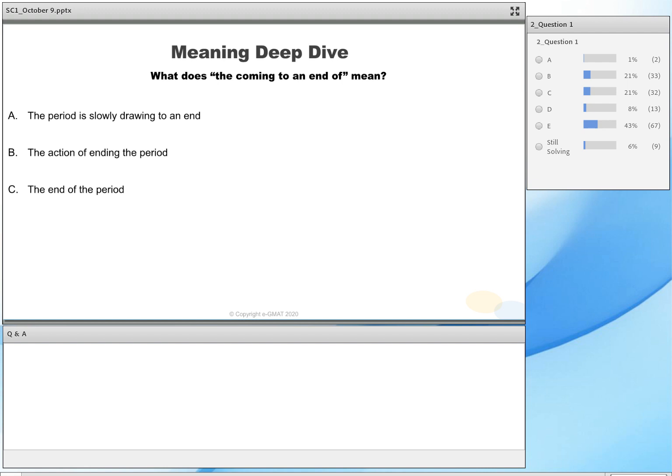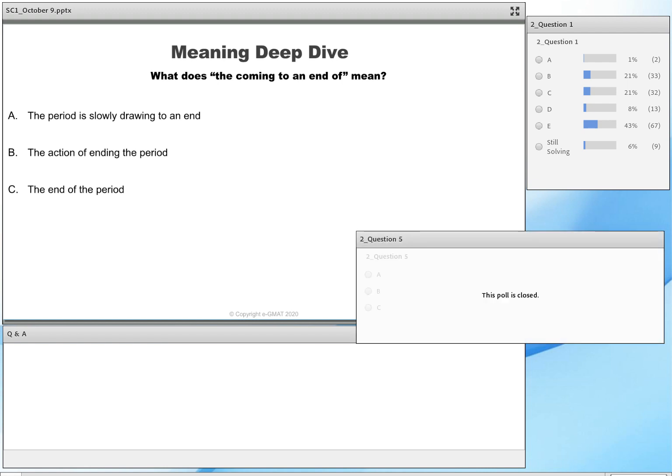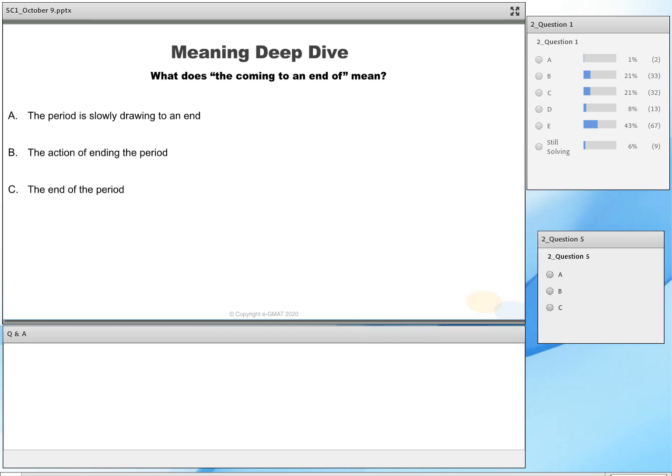So now you see the question on your screen already. There are three options, A, B, and C. Now, how did you interpret the meaning of the phrase, the coming to an end of, when you answered the question? Again, my question to you is, how did you interpret the meaning of the coming to an end of when you solved the question? That's what I want to understand.